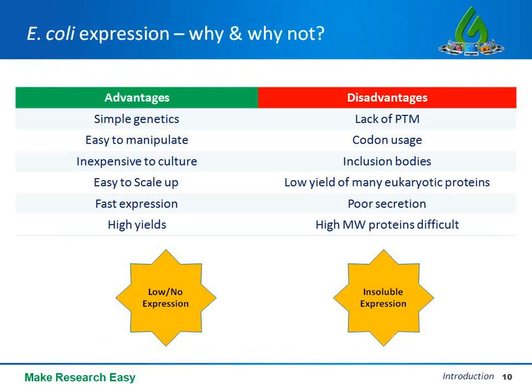So we know that E. coli is a top choice for protein expression, but what makes it favorable and what are some of the disadvantages? A combination of simple genetics, ease of culturing, scalability, fast expression, and high yields makes it really attractive, while the lack of an efficient post-translational machinery, codon usage bias, and difficulty in producing high molecular weight proteins makes it disadvantageous.